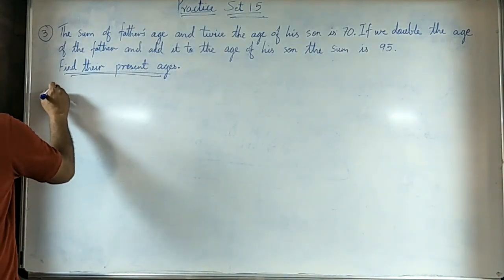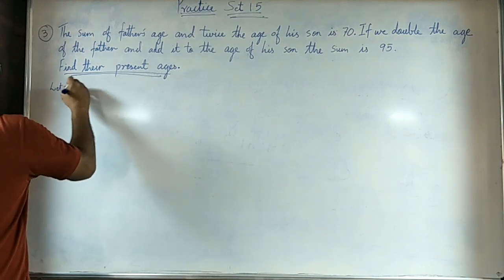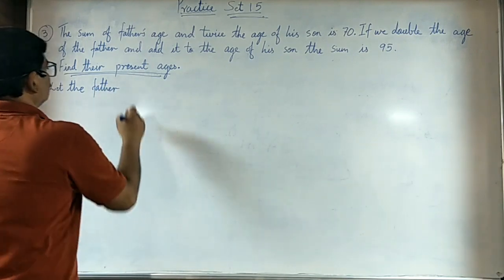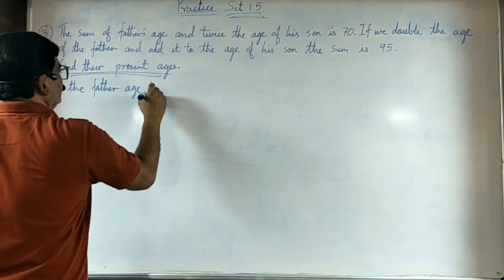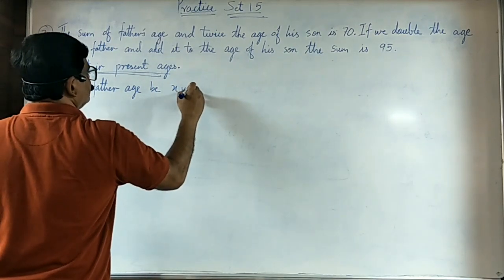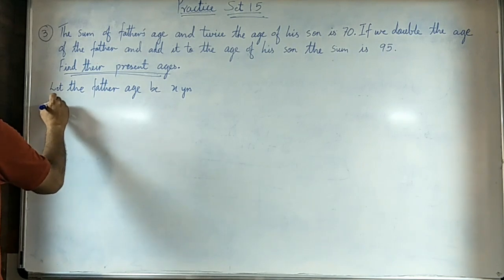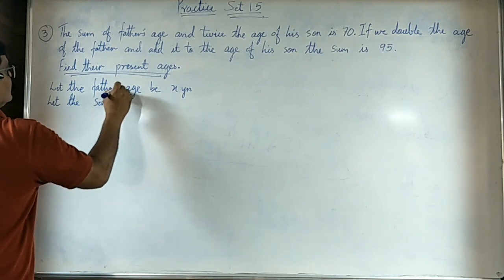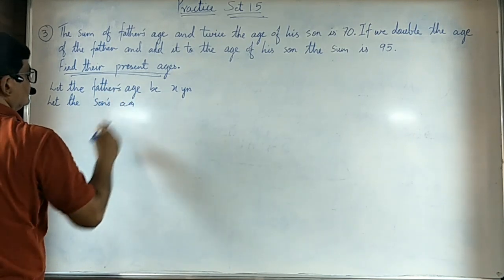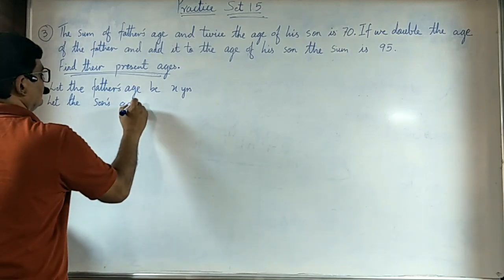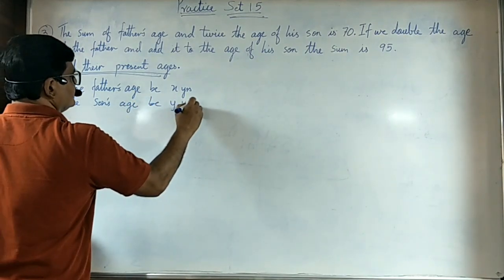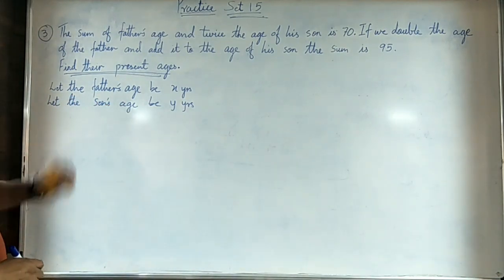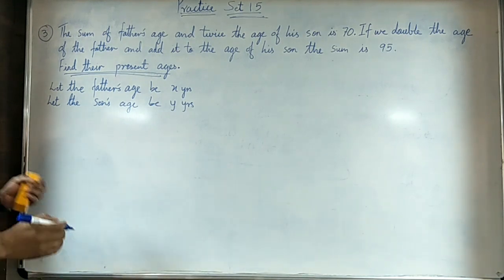Let the father's age be x years. Don't forget to write a unit. And let the son's age be y years. Okay, that is your first two statements. Let the father's age be x years and let the son's age be y years. We don't know their ages.